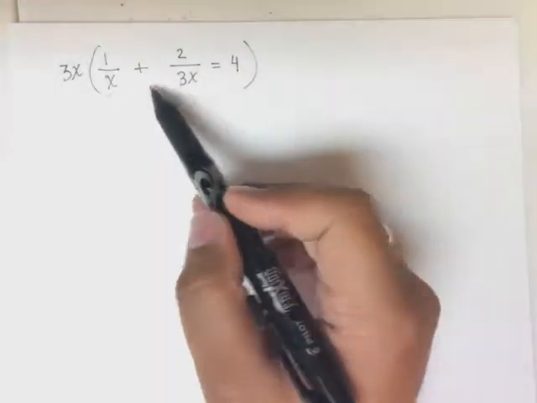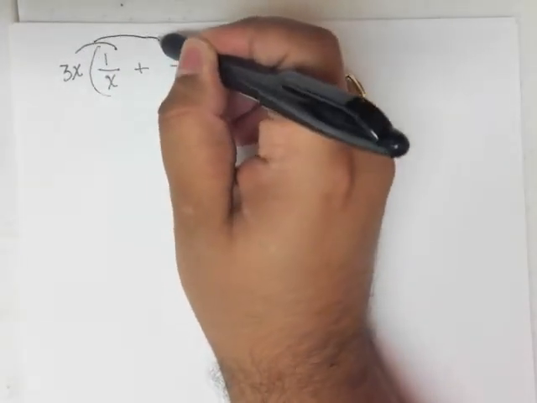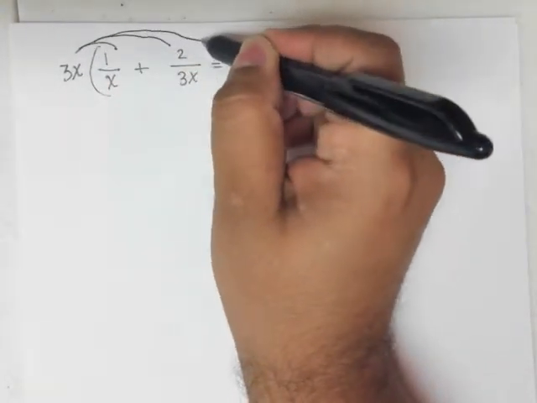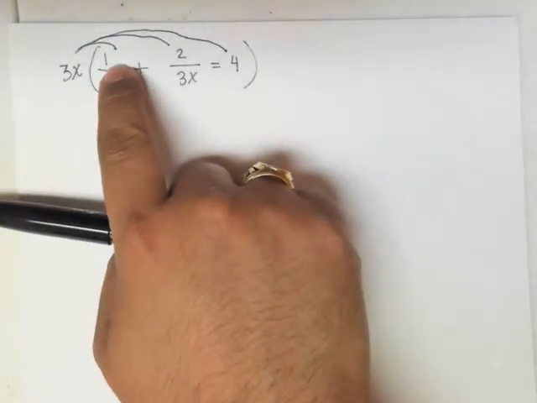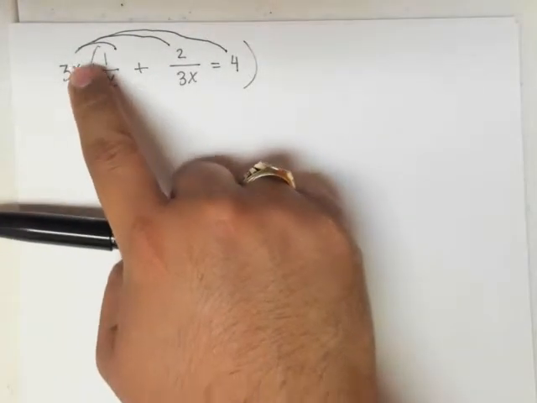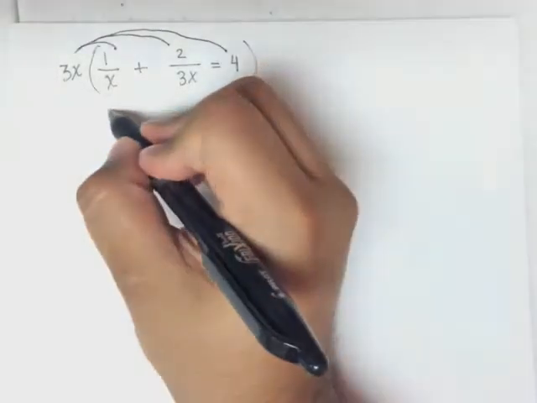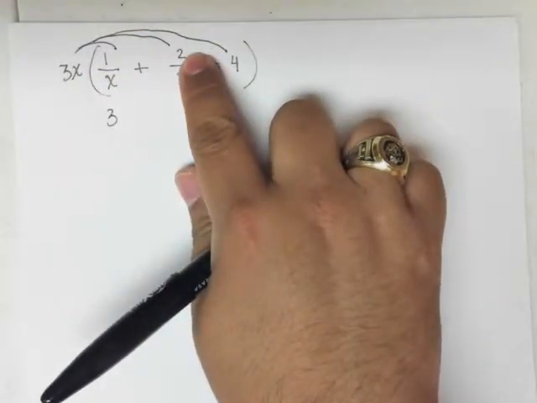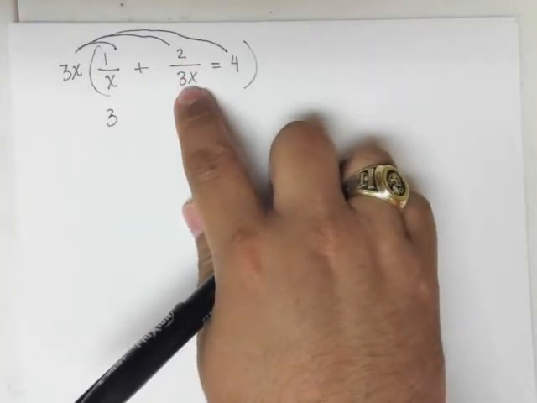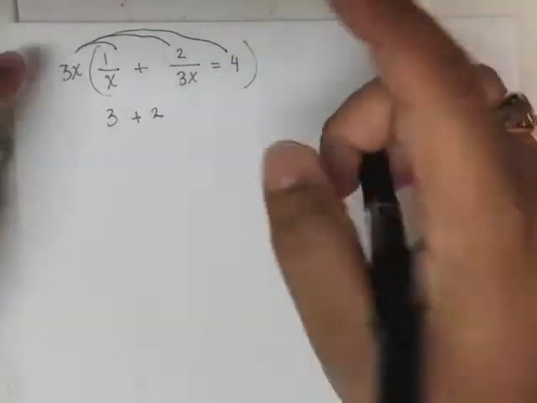Okay, so our common denominator again is 3x. I'm going to distribute the 3x all across the equation. So what's 3x times 1? 3x. And then divide by x, and guess what? The x crosses out, leaving us with 3. Now what's 3x times 2? It's 6x. And then divide by 3x, that leaves us with 2.